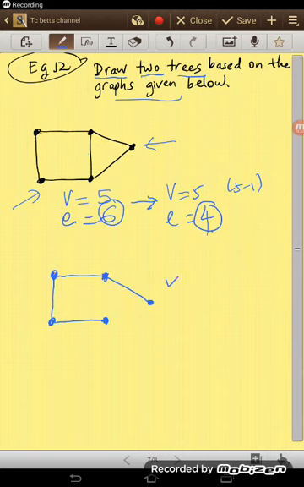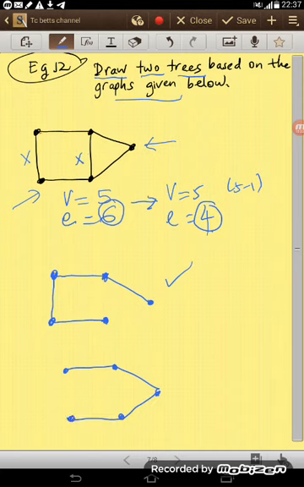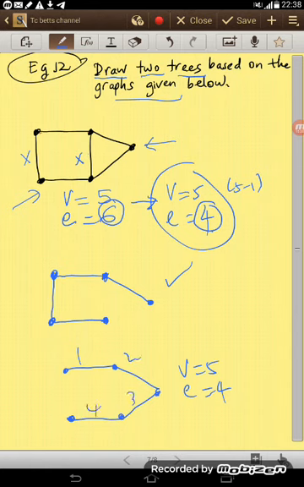Okay, so this is 3. Another one, if you take out this and this one, what happened? You will have here, and also this one. So you still follow the rules here: 5 vertices and 4 edges. 1, 2, 3, 4. This one also same. Yeah, 1, 2, 3, 4. So okay, yeah.